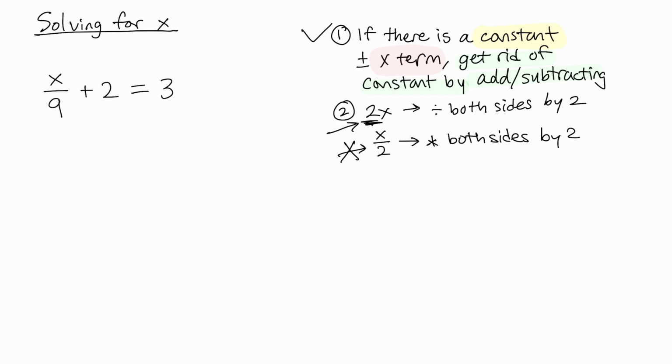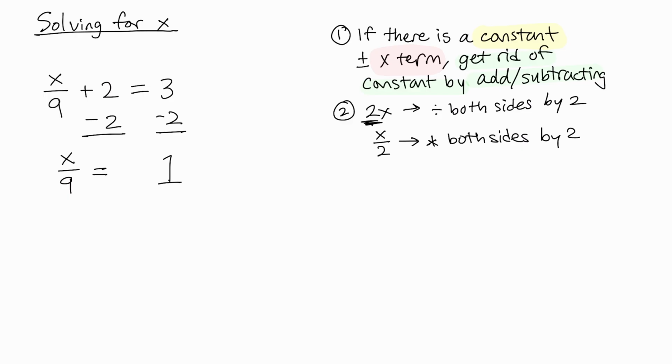All right, try this practice problem and I will go over the answer in 3, 2, 1. All right, so let me erase my old work. Is there a constant term on the same side as x? Yes, there is a plus 2 right here. We need to get rid of that plus 2 on the left side. So we will subtract 2 from both sides. That will get us x over 9 equals 3 minus 2 is 1.